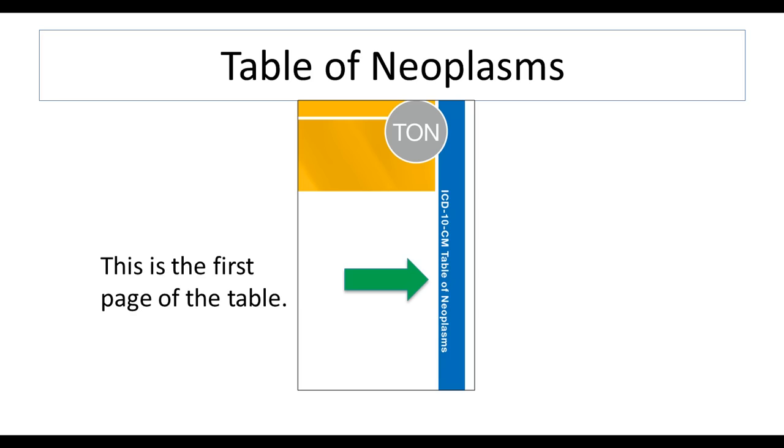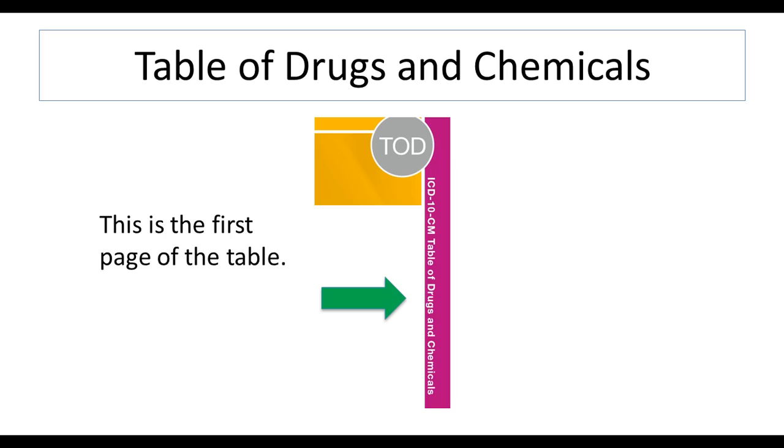By labeling the table of neoplasms, you will be able to access the index terms for neoplasms easily when searching for codes. Label this tab Table of Neoplasms. The table of drugs and chemicals is the next place you will place a tab. This tab allows you to locate a drug code for a poisoning or an adverse effect quickly. Label this tab Table of Drugs and Chemicals.